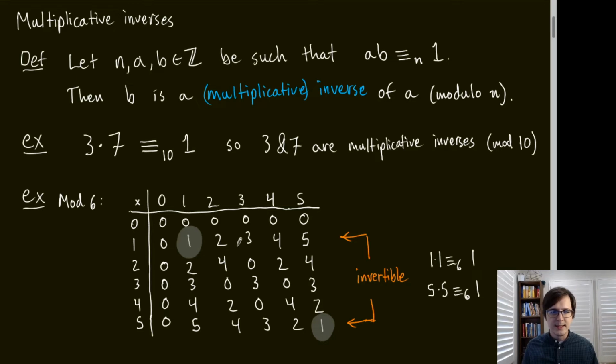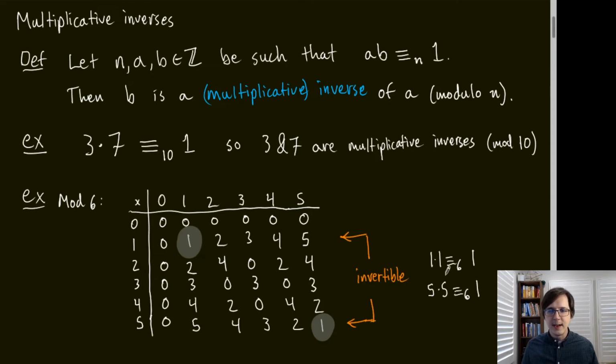One thing to notice is that 2, 3, 4 and 0 all have a GCD with 6 that is not 1. But 1 and 5 have a GCD with 6 that is 1. So we'll see that invertibility is governed by whether the number is coprime to the modulus.